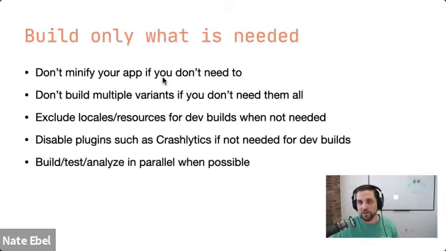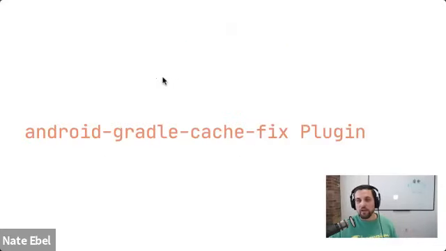And build only what's needed here. You know, don't minify your build on CI if you don't need it to be. Don't build multiple variants if you don't need them. Just be mindful of what you're building. And now this is another one that's really worth taking a look at.